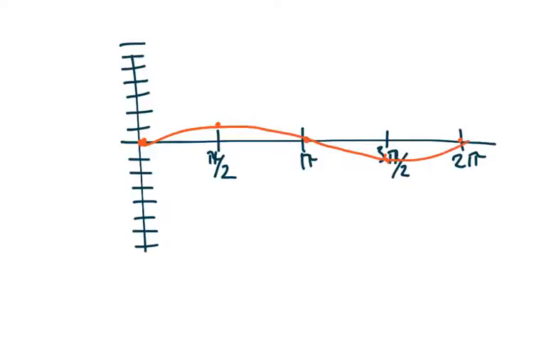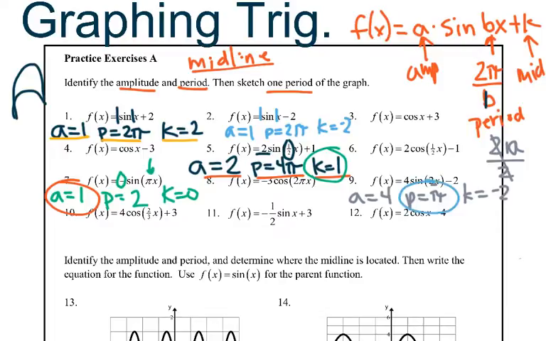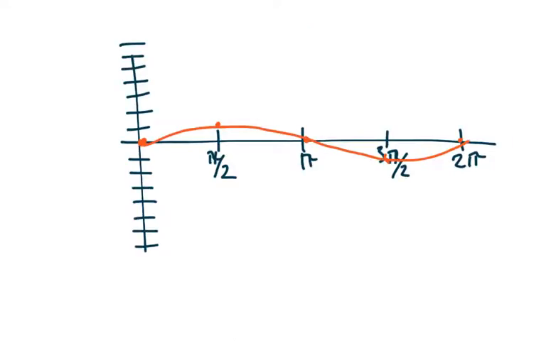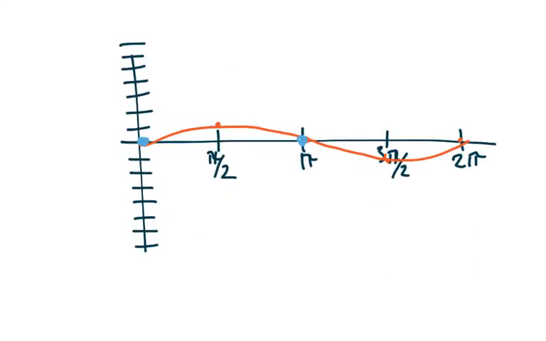Okay, however, for us, we have a period of pi. So my start here at 0, end here at pi. However, our midline shift is also down 2. So I'm going to have to shift those down 2 for my start and my end. Then in the middle, it'll be at that midline still.